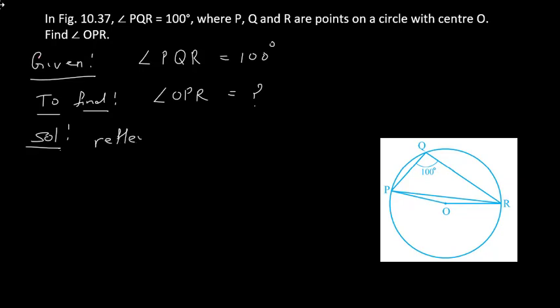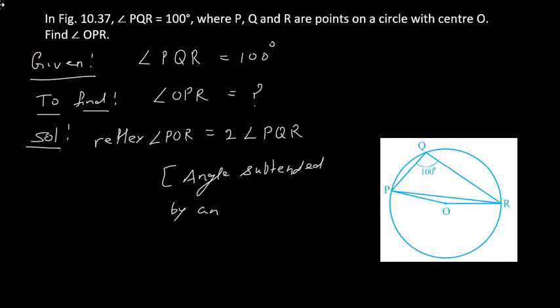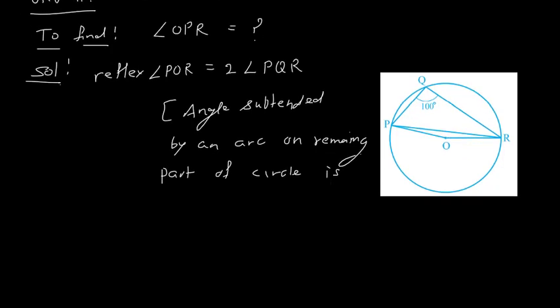Reflex angle POR is 2 times angle PQR. Reason: angle subtended by an arc on the remaining part of the circle is half the angle subtended by the arc at the center.